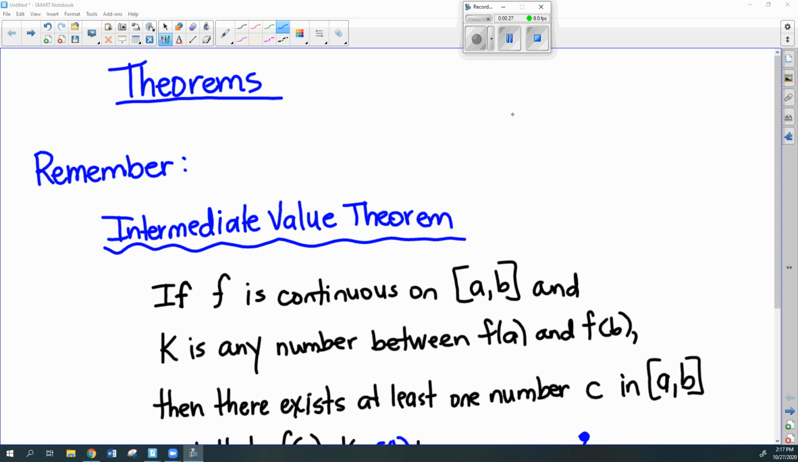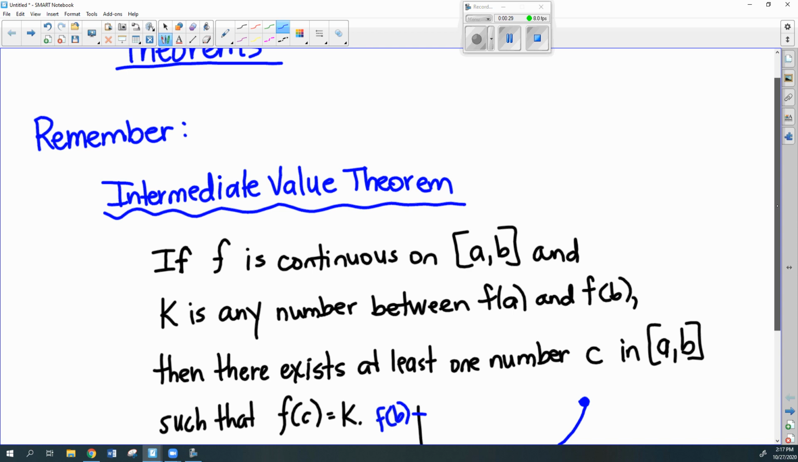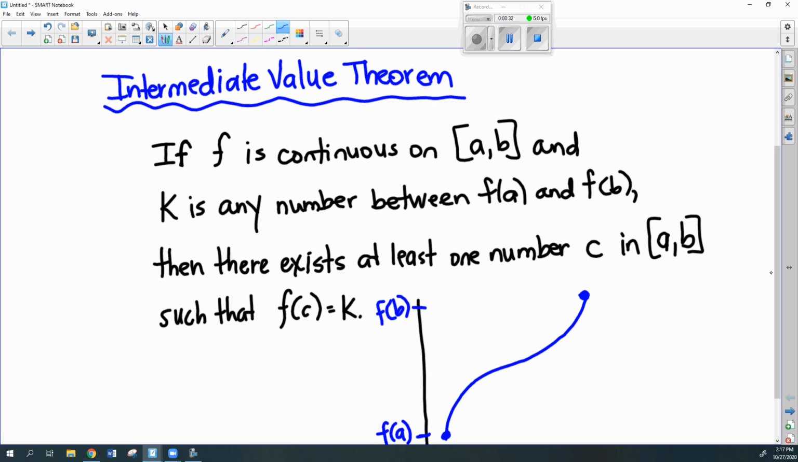So I was just trying to save some time here in the video, and I went ahead and wrote it out. And it says that if f is continuous on the closed interval from a to b, and k is any number between f of a and f of b, then there exists at least one number c in the closed interval from a to b, such that f of c equals k. So just remember, a and b are x values. That's an interval of x values. So c is an x value. f of a and f of b are y values. So k is a y value.